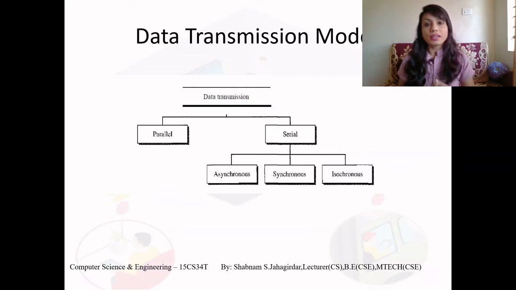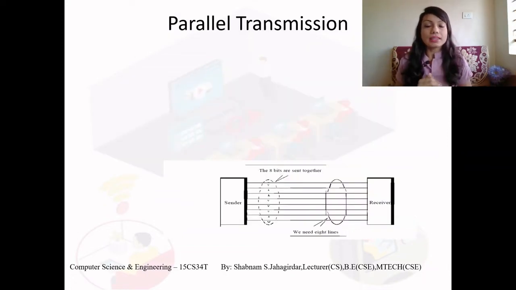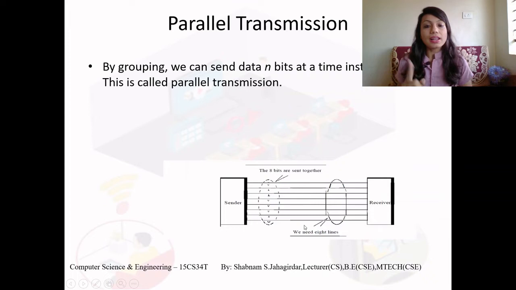Let's see each of them in detail, starting with parallel transmission. As I told, in parallel transmission we can send a group of bits at one time. For that, we have n lines. Instead of a single transmission medium, we have multiple lines. As you can see in this diagram, we are sending 8 bits together. How many lines are there? 1, 2, 3, 4, 5, 6, 7, 8. Instead of one line, we have 8 lines, and the sender can send 8 bits together. By grouping we can send n bits at a time instead of 1.